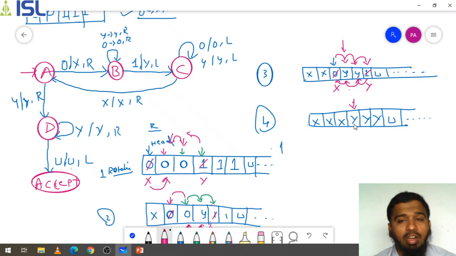What is the value below the head? Below the head is y. So y is y. If it is y, then move right. Yes, y is y, so it is moving to right. Okay, then D. In the D, y of y is replaced with y and moving to right. Yes, here also y is replaced with y only. So my next head below value, below alphabet is y. So y on y comma R, again move next. So what is the value in the last? In the last the value is blank.